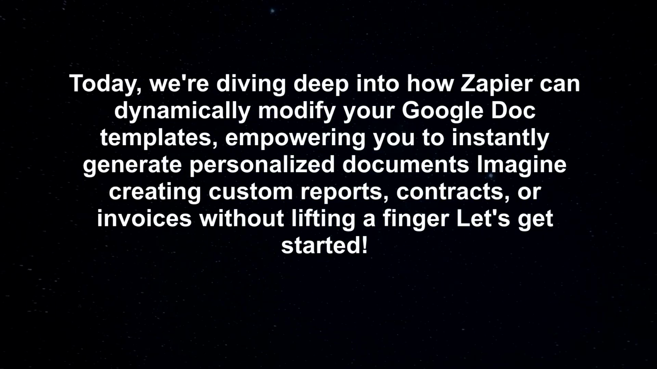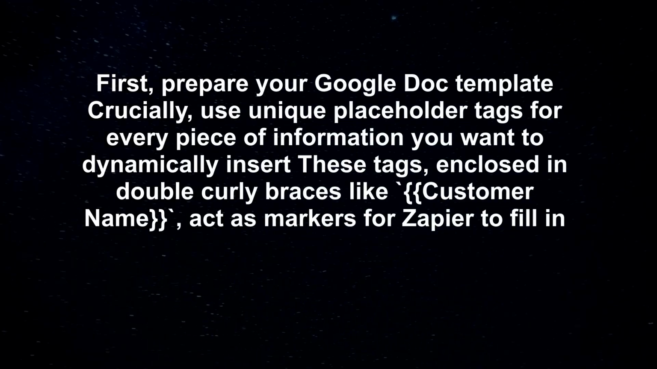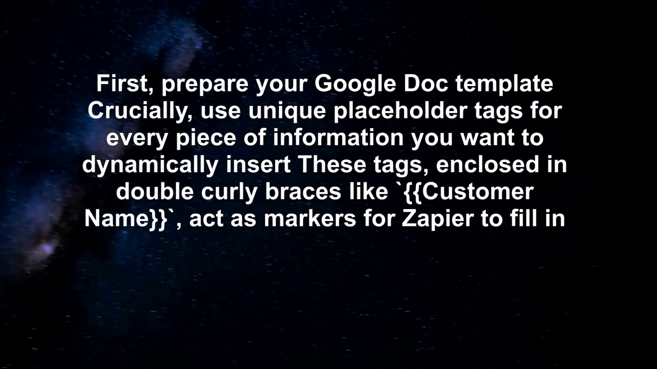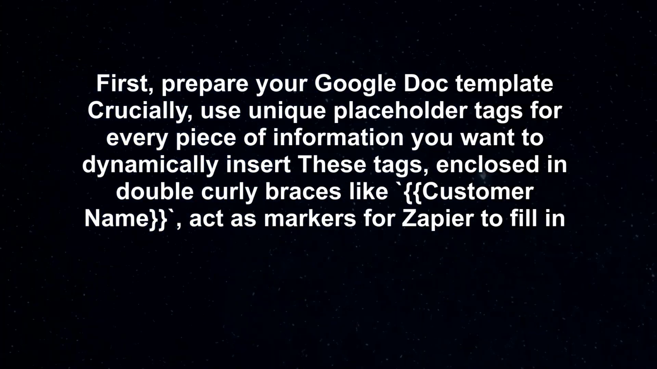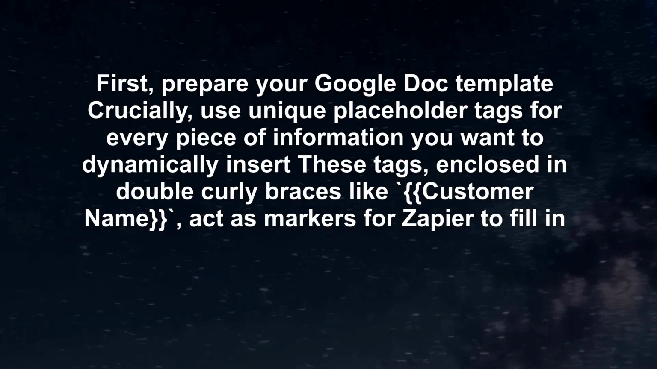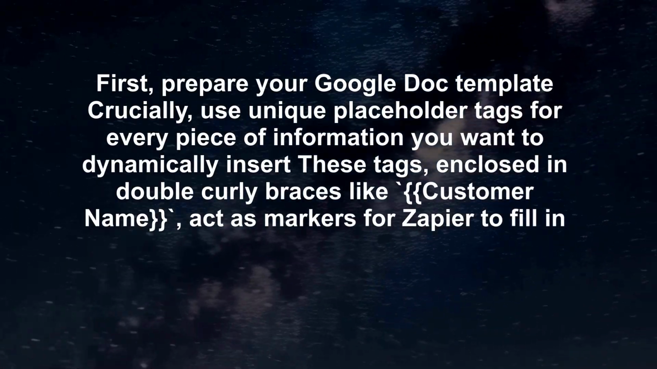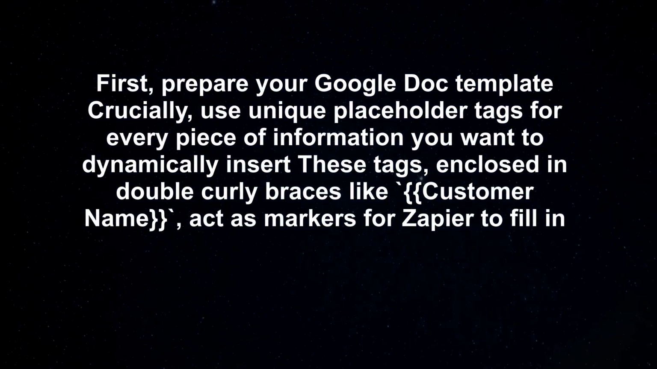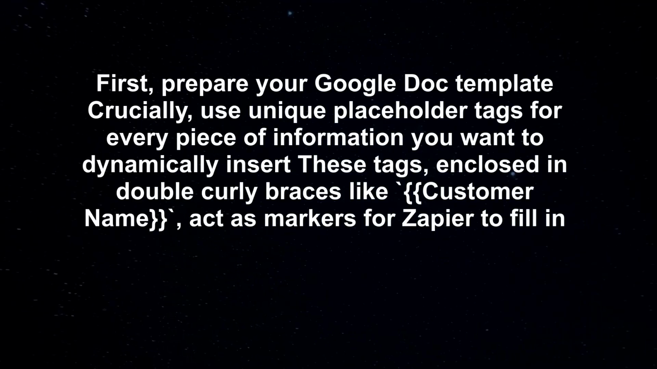Let's get started. First, prepare your Google Doc template. Crucially, use unique placeholder tags for every piece of information you want to dynamically insert. These tags, enclosed in double curly braces like customer name, act as markers for Zapier to fill in.